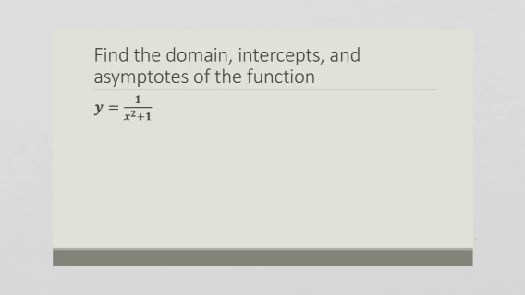Here's another example. Notice in this one my denominator will not factor. So I'm simply relying on looking at the graph. And I look for my domain. In this case, my denominator will never be 0. So my domain is negative infinity to infinity. My x-intercepts.